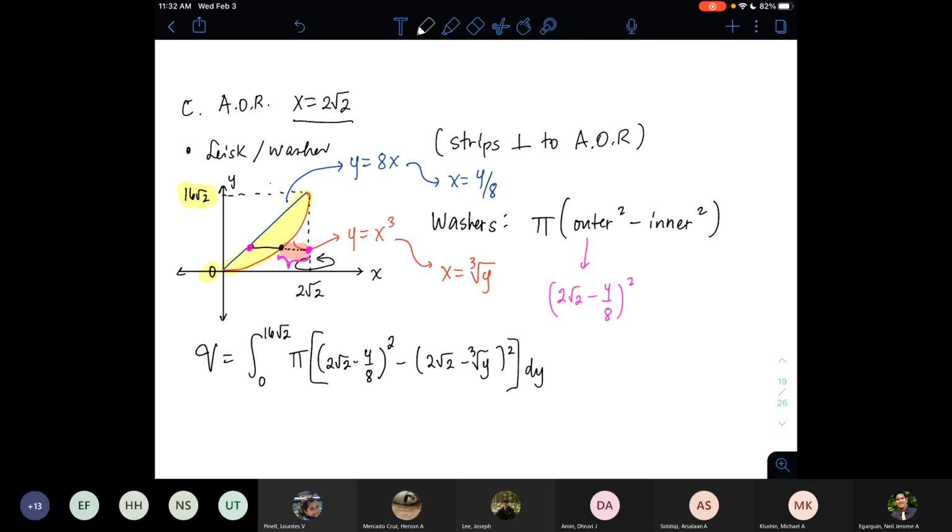Okay. So again, you always remember horizontal strips can be measured using the formula right minus left. It's a washer, so it's outer radius squared minus inner radius squared times pi. And then the outer radius refers to the entire length from the AOR towards the end of the region. Meanwhile, the inner radius pertains to the length of the strip that is outside of the shaded region.